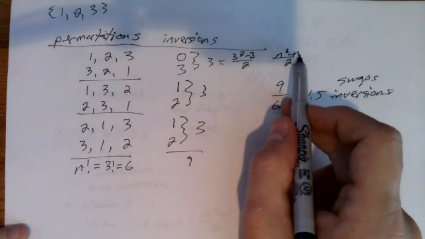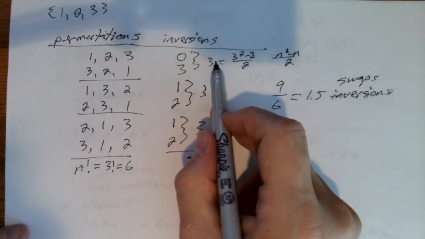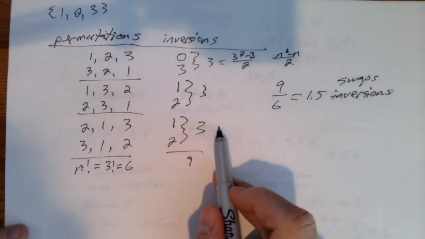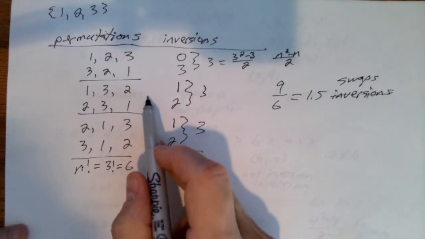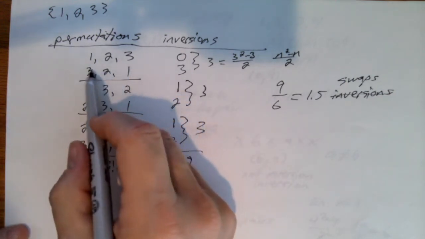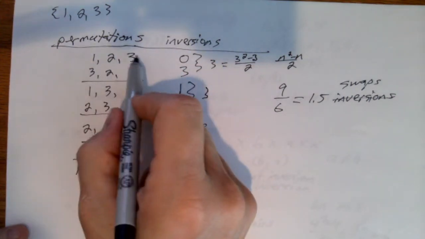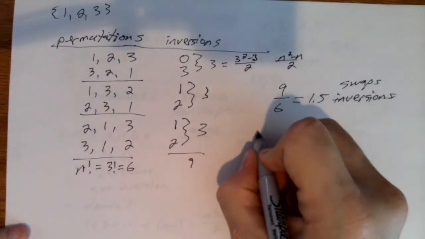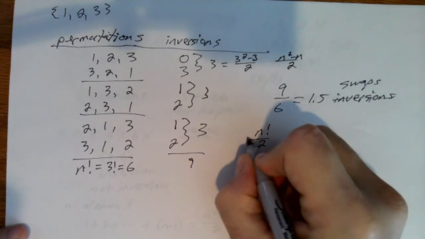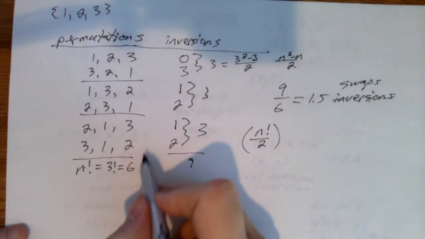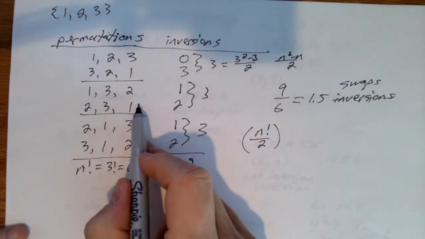Well, we have the n squared minus n divided by 2 for 3, but how many times do we get 3? Well, remember, if we have 6 permutations, half of those can form pairs. So if we look at pairs of a sequence and its reverse, there will be n factorial divided by 2 pairs. There's a pair, there's a pair, there's a pair.